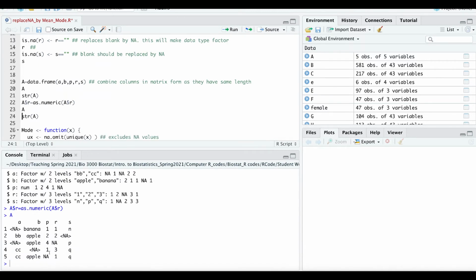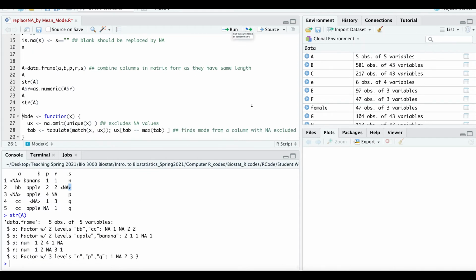So both of these, P and R, have just NA, they don't have that less than or greater than symbol there, meaning that P and R are numerical data. You can check by doing str, that P and R are the numerical data there. Now our data set is ready. In our data set, the NA values are ready to be replaced by mean and mode.